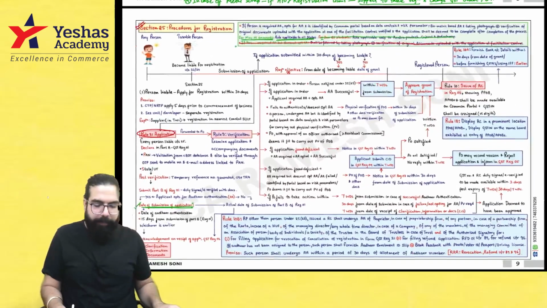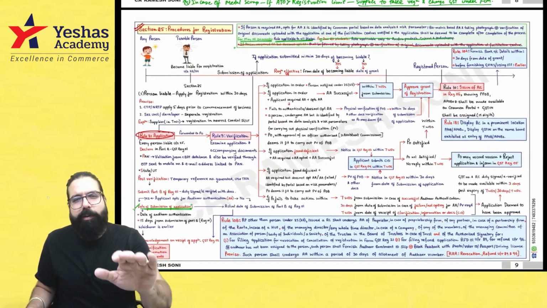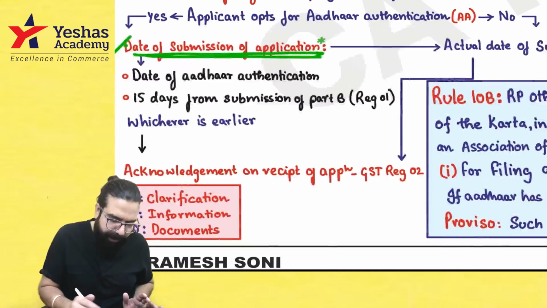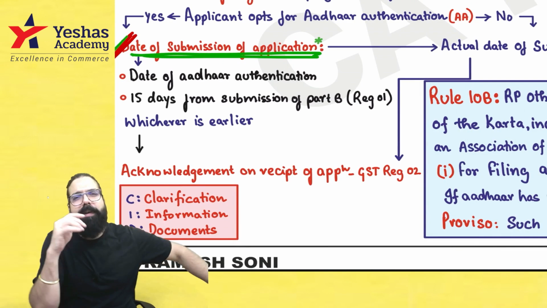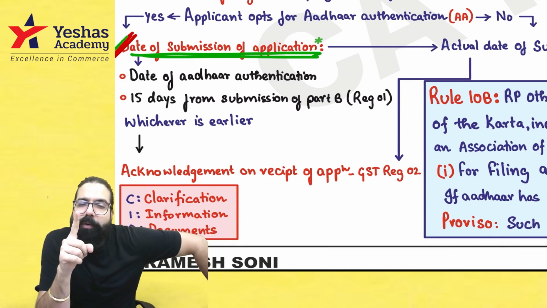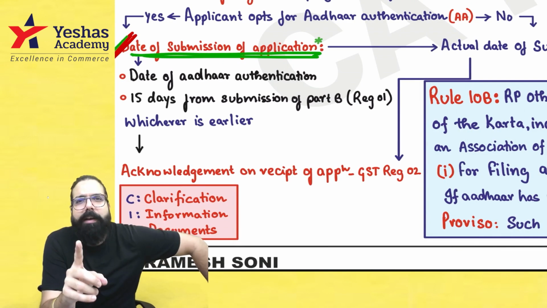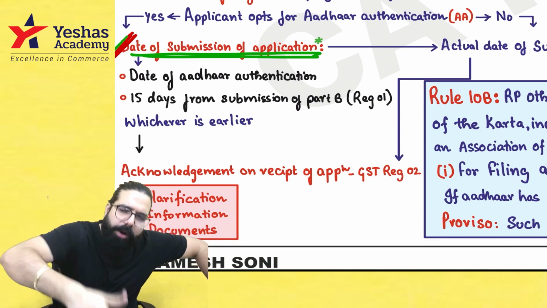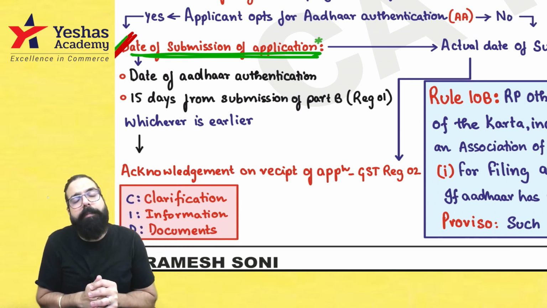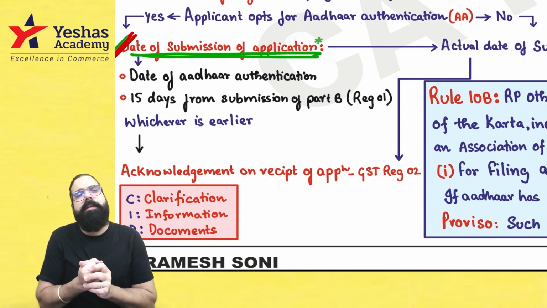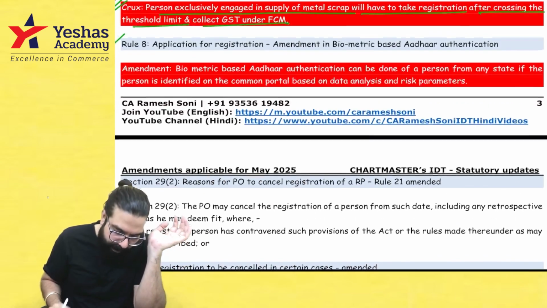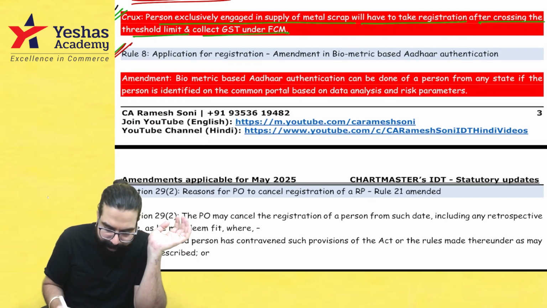So, sir, when you submit your application, if the portal identifies you as a risky person, even if you do your Aadhaar authentication online, still, if they have identified you, you have to go to the biometric center, do your biometric, and only then it will be deemed that your application is submitted, and this rule is applicable to all the states. That's all the amendment which is there in rule number 8. Rule number 8, basically the amendment in biometric.